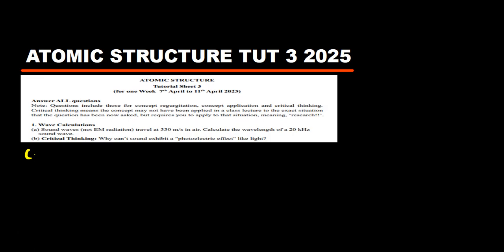Okay, so let's start with the first one. We are told to calculate the wavelength of a 20 kilohertz sound wave. How do we find the wavelength? The wavelength, lambda, is equal to v, in this case the speed, divided by the frequency. They've given us a velocity: this is traveling at 330 meters per second in air.